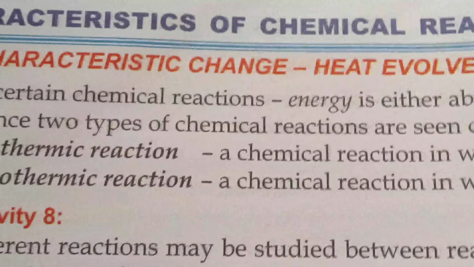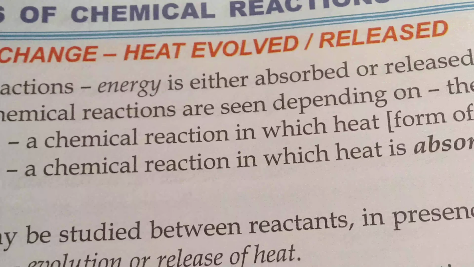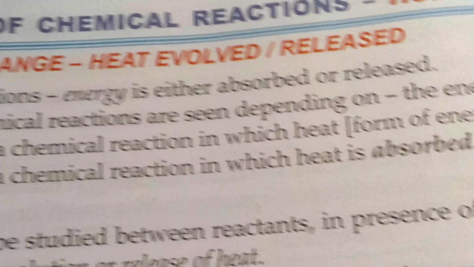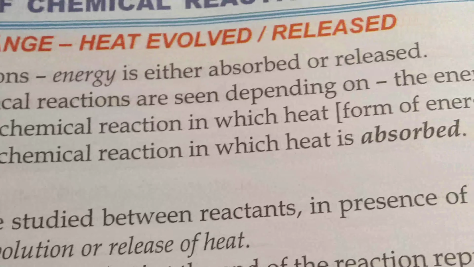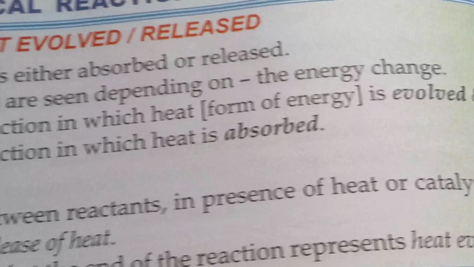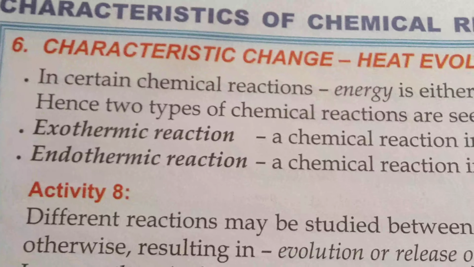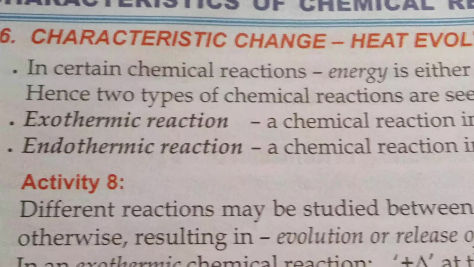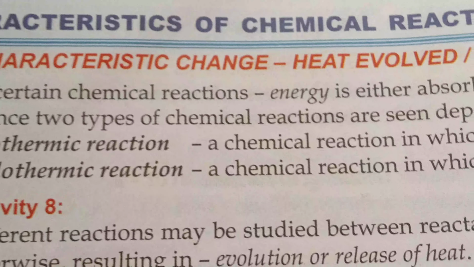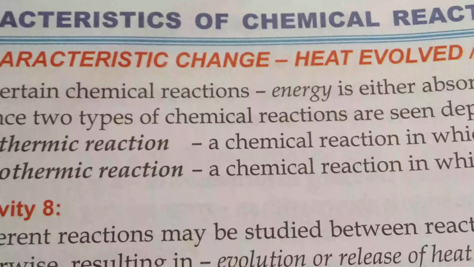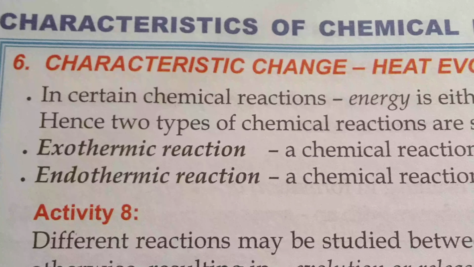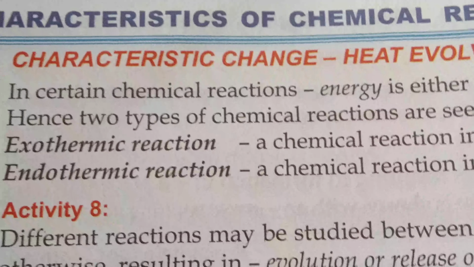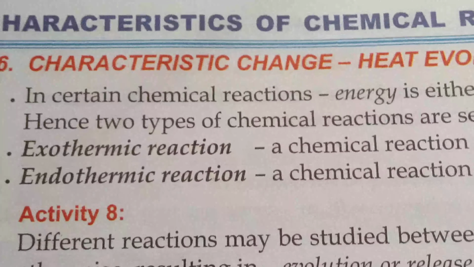In certain chemical reactions, energy is either absorbed or released. Hence, two types of chemical reaction are seen depending on the energy change: exothermic reaction and endothermic reaction. So depending upon the energy change, chemical reactions are basically of two types, exothermic and endothermic. Exo means out, endo means intake.